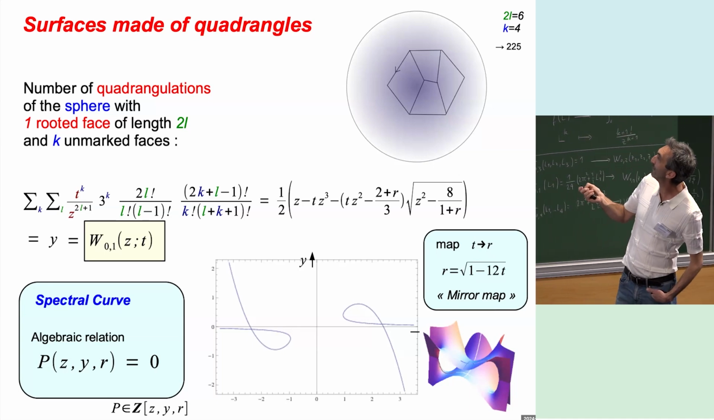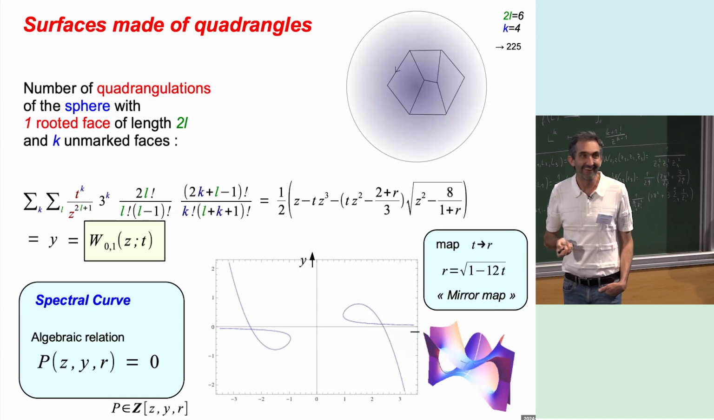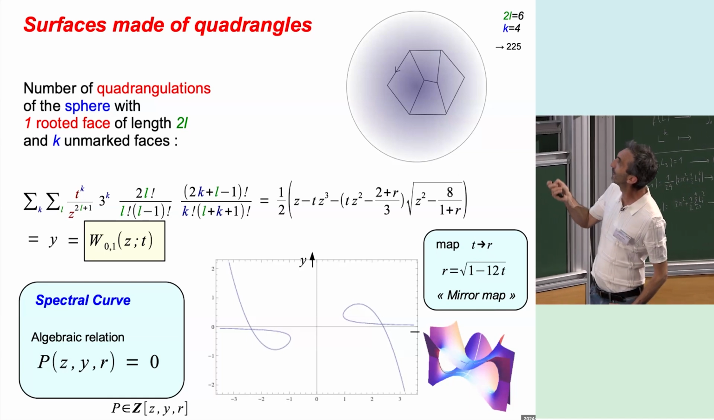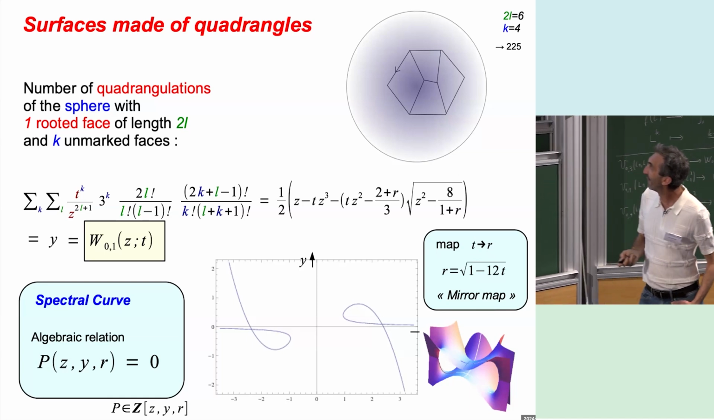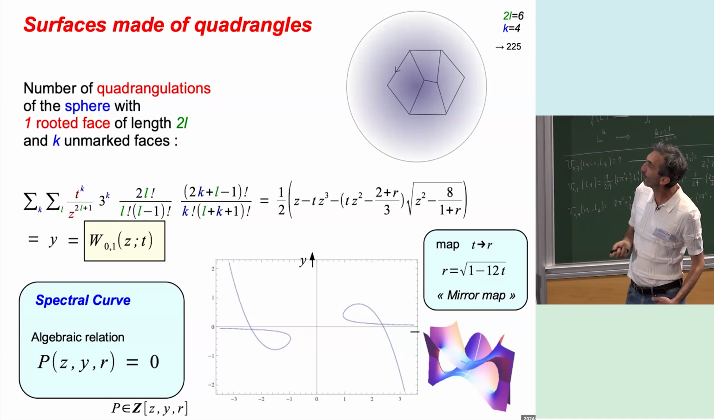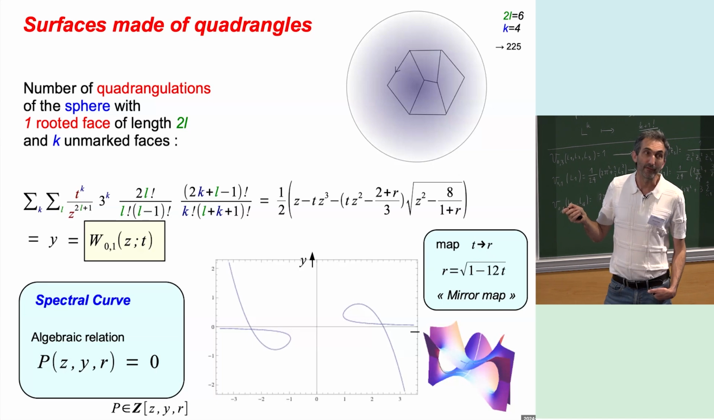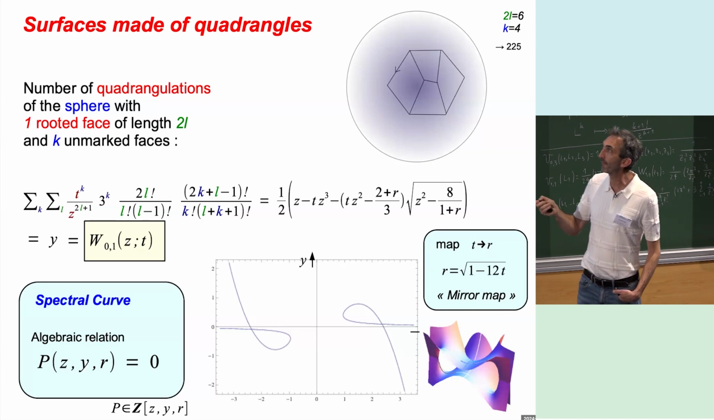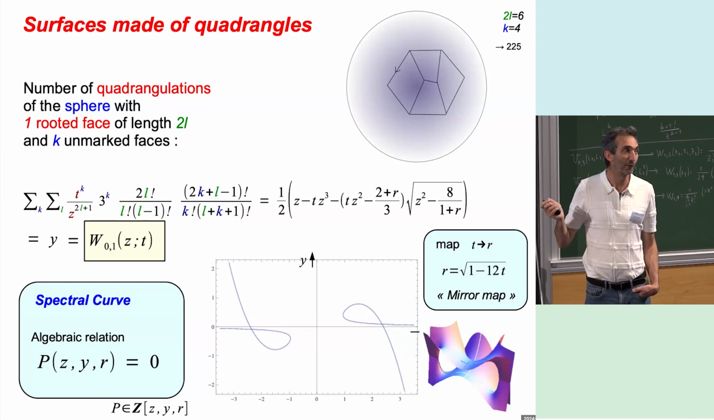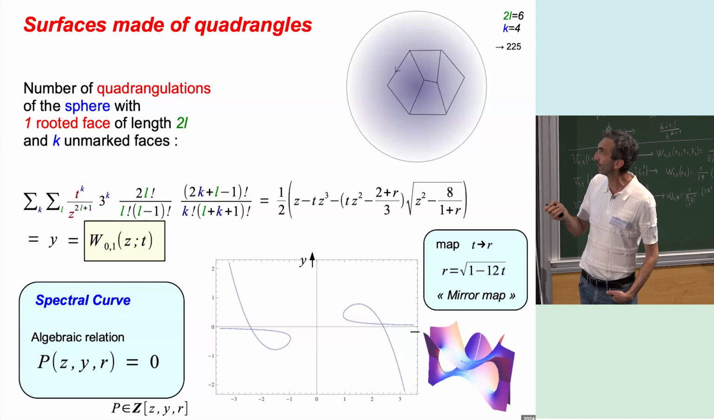In fact, my picture here is not that good. This picture corresponded to another enumerative problem. But it's a surface, and this one I can tell you has genus 0. And let me call this function of z, let me call it W01 of z and t. As I said, t will play a role of spectator, and very often I will not even write the t, I will only write that it's a function of z.